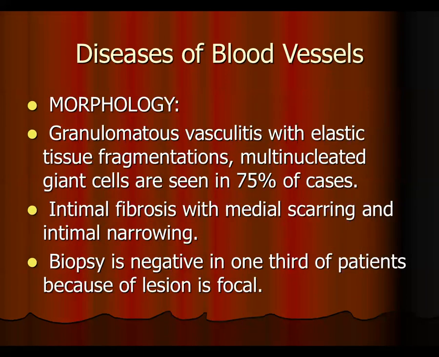Now, morphological changes can occur within this. There is granulomatous vasculitis inflammation and elastic tissue fragmentation, and then multinucleated giant cells can be seen in 50 to 75% of the cases.